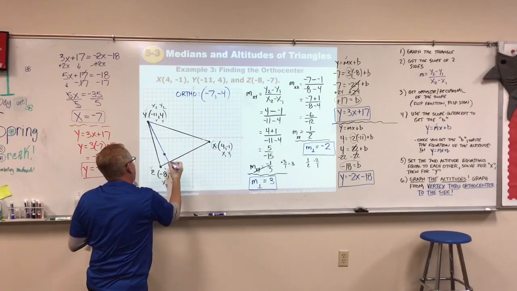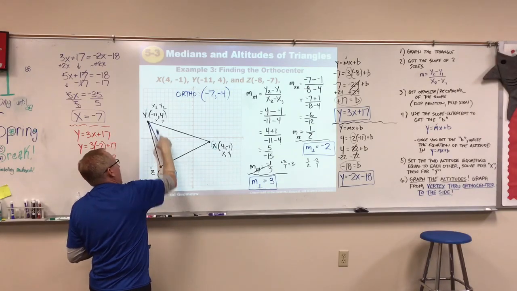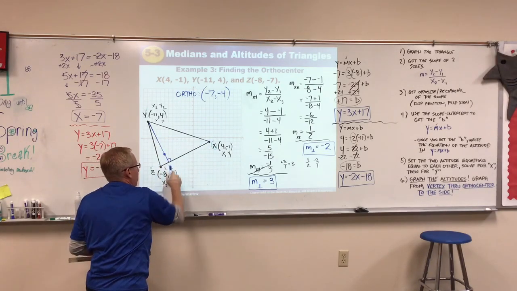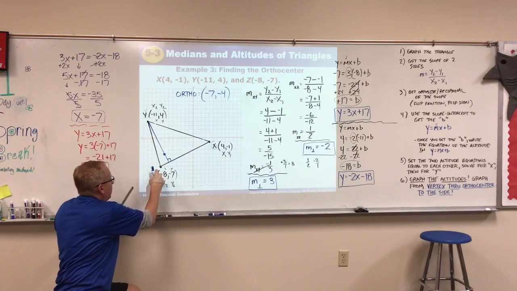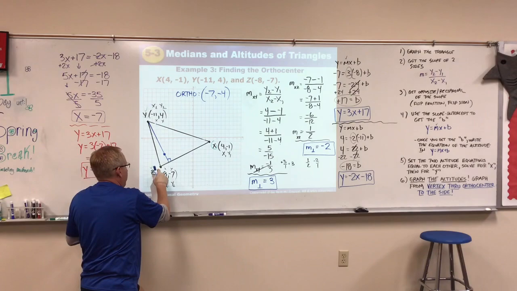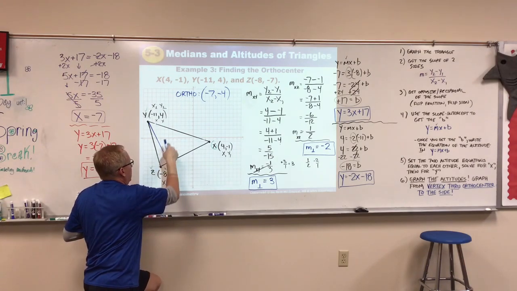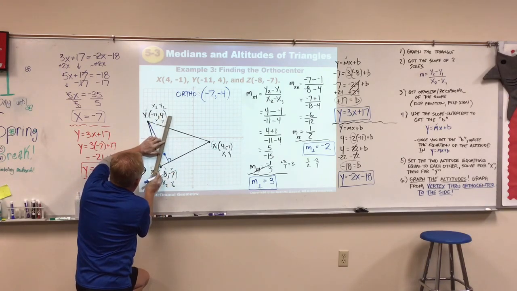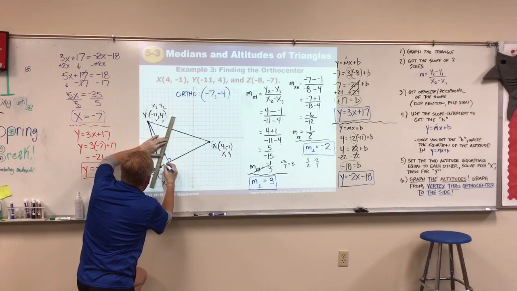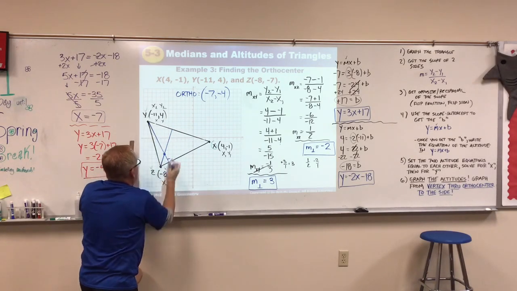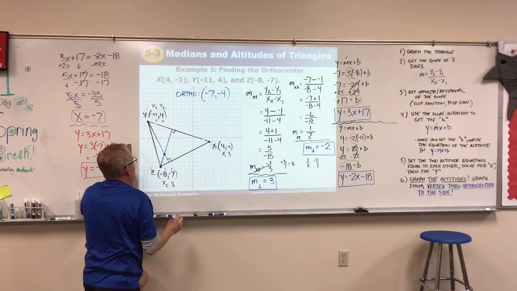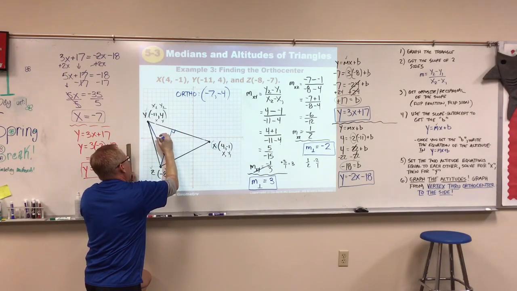Okay? This is the altitude for base xz. Here's the base, there's the altitude. I'm going to then do it from z, from the vertex through the orthocenter to the side with your straight edge. That makes a 90-degree angle there. That's an altitude.